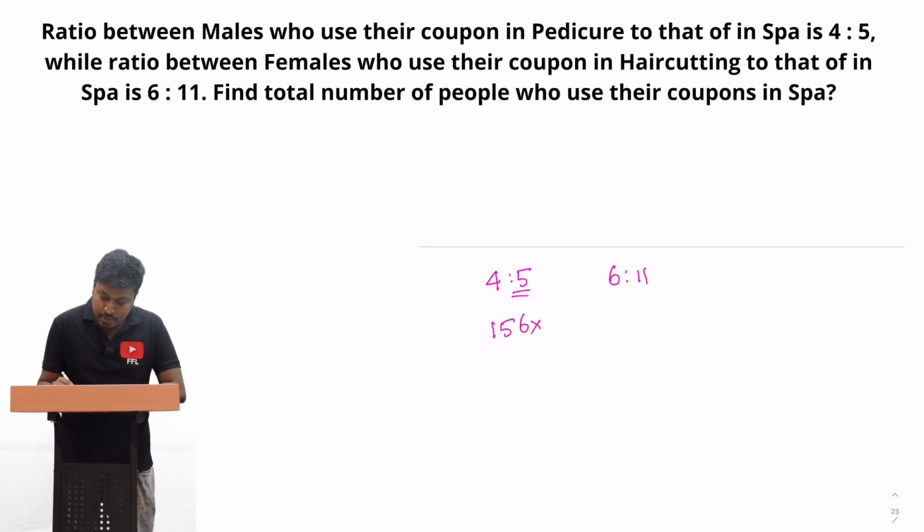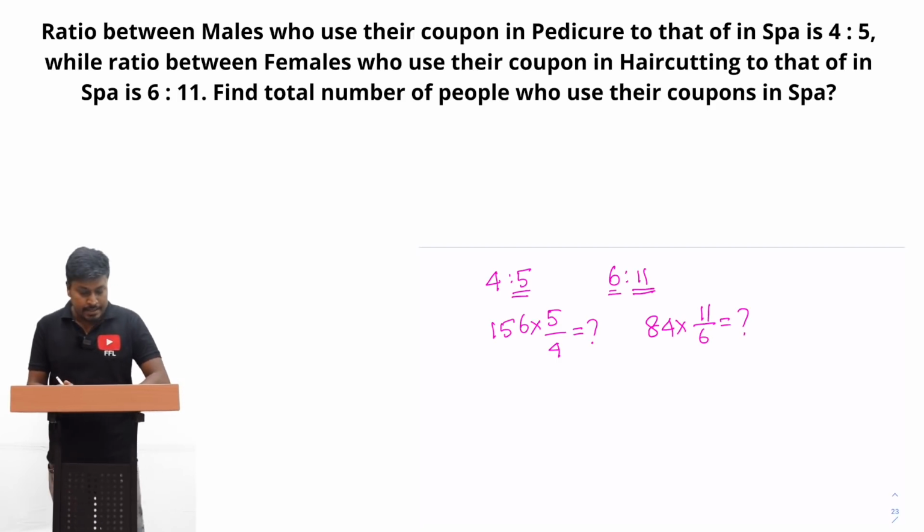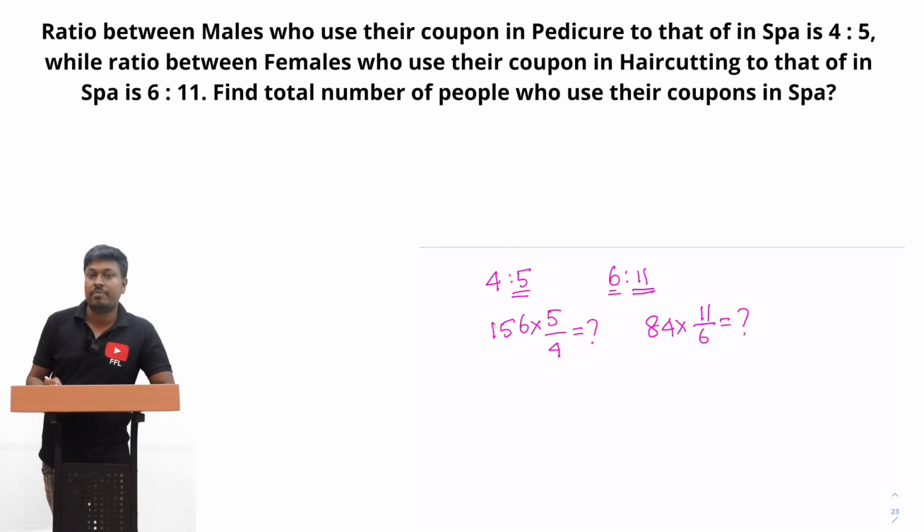Spa is in the ratio what? 5. So divided by this ratio will be 4. So if you find the value, the resultant will be male spa. Similarly, for the female, with female hair cutting, okay. So female hair cutting is how much? 84. Out of this 84, where 11 is spa and 6 for hair cutting, we can say 11 divided by 6. So find both the answers, and then our target is to find the total number of people. So if you add both these values, then the resultant will be the total, right?